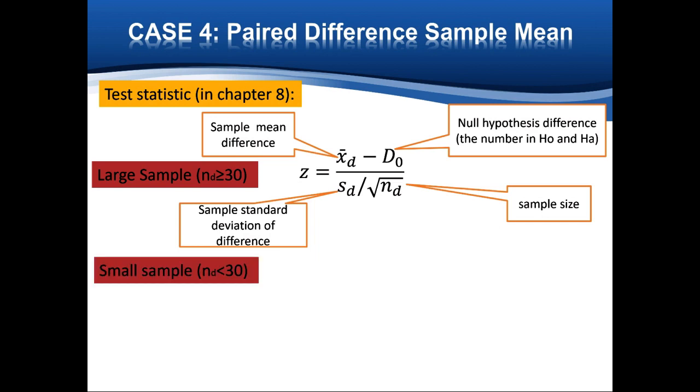If the sample size of the difference is smaller than 30, it will be a t-score. The same formula. Remember, it will be a one-sample problem because we only consider the difference column, so that the degree of freedom will be ND minus 1.